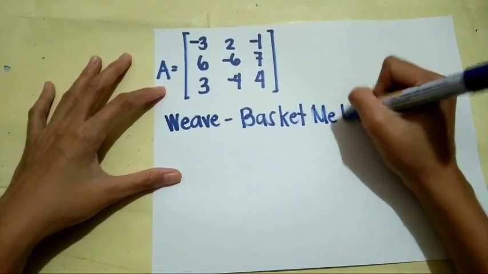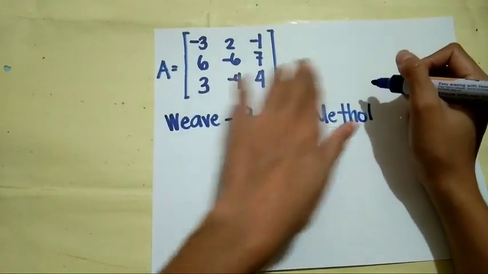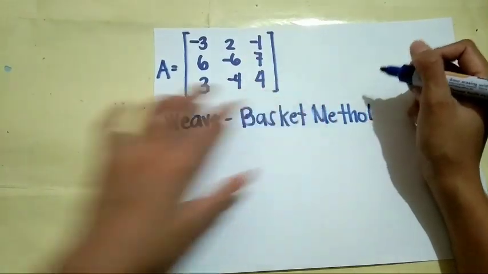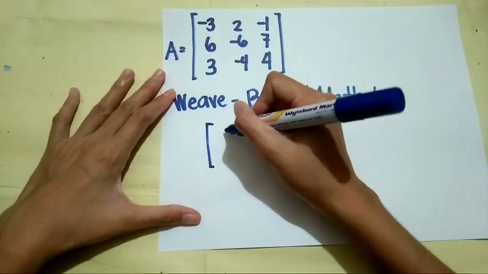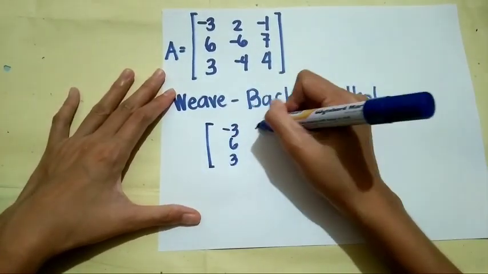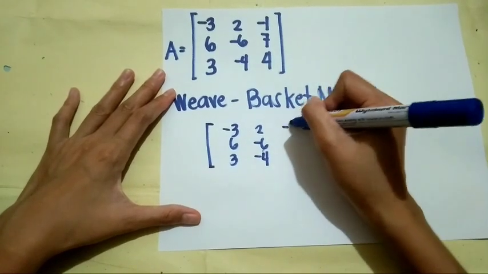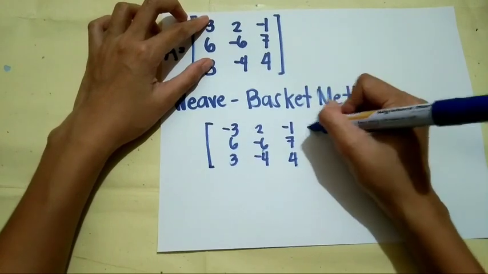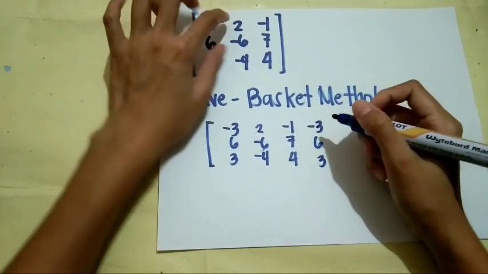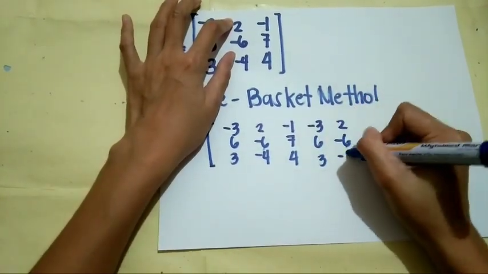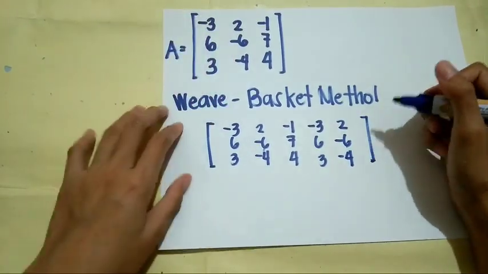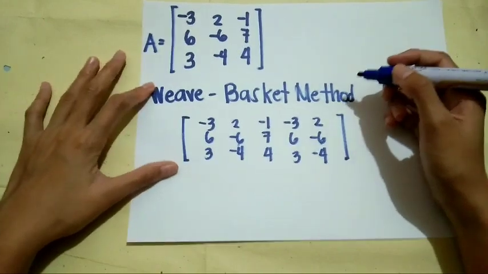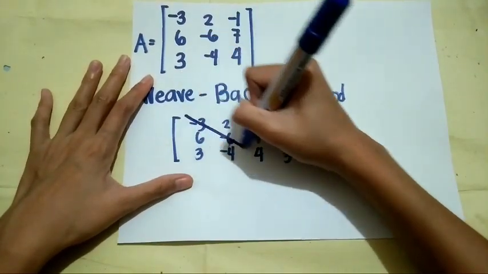The weave basket method is going to look like this. So we're going to add two columns here, the first one and the second one, to this one. So we're going to have negative 3, 6, 3, 2, negative 6, negative 4, negative 1, 7, and 4. I just copy this one, and then the first column and then the second column here. It is called the weave basket method because it looks like a basket. First one here to connect.